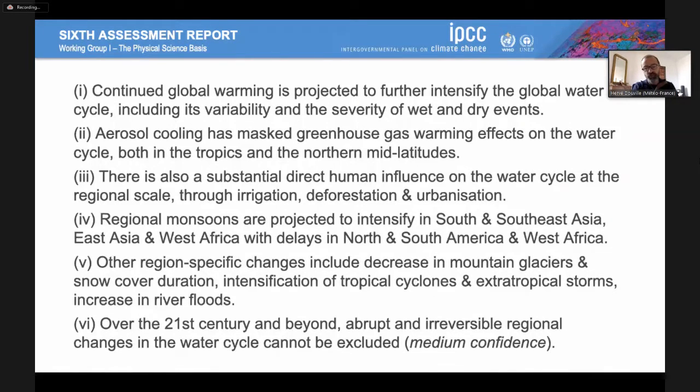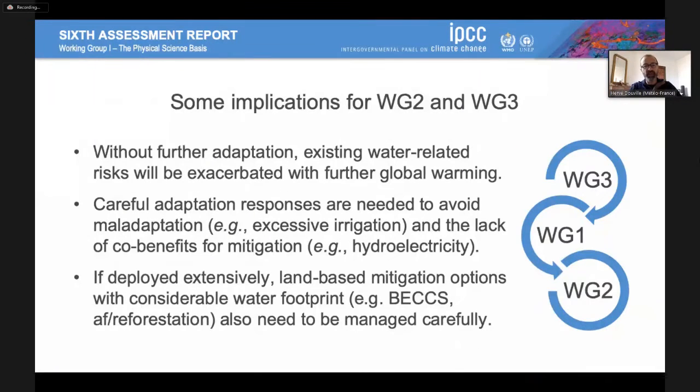And over the 21st century and beyond, we cannot exclude the possibility of abrupt and irreversible regional change in the water cycle. So what about the implications? We can say that without further adaptation, existing water-related risk will be exacerbated with further global warming, that careful adaptation responses are needed, not only to avoid the most adverse water cycle consequences of global warming, but also to avoid maladaptation and the lack of co-benefits for mitigation. And finally, that land-based mitigation options can have considerable water footprint and probably also need to be managed carefully.